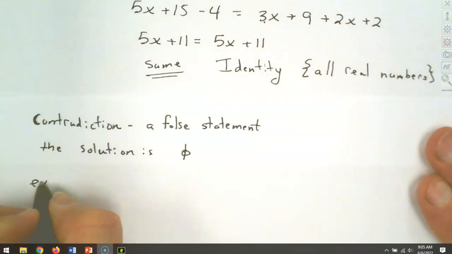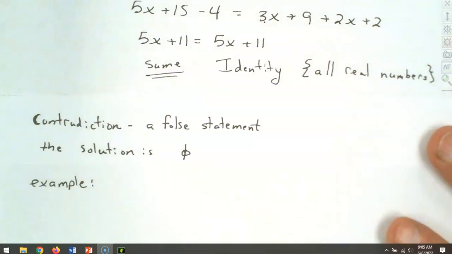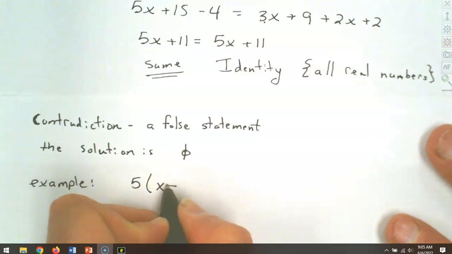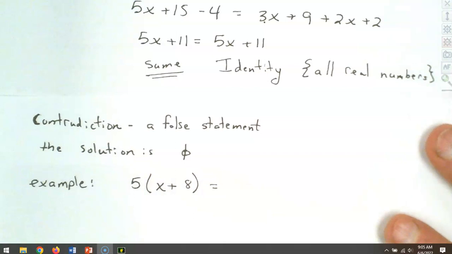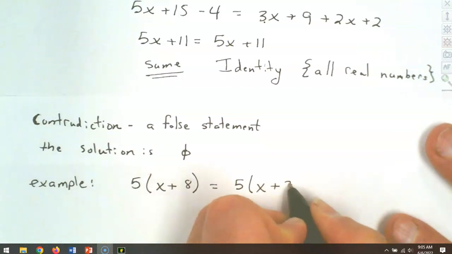So here's an example of a contradiction. 5 times x plus 8 equals 5 times x plus 3.